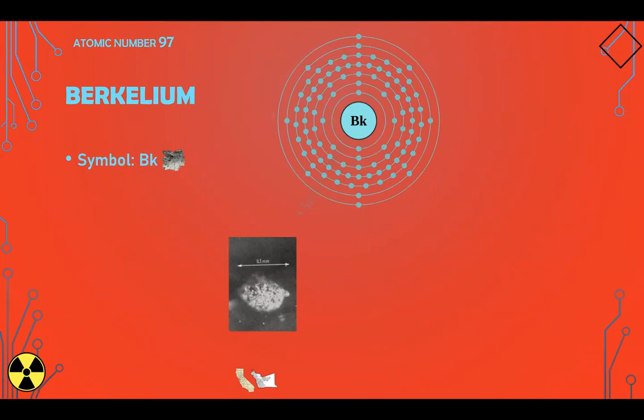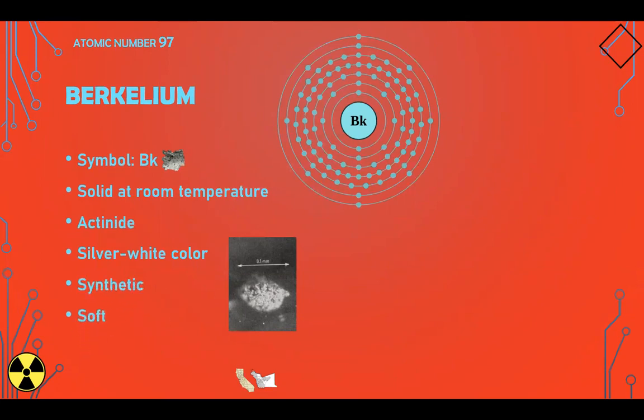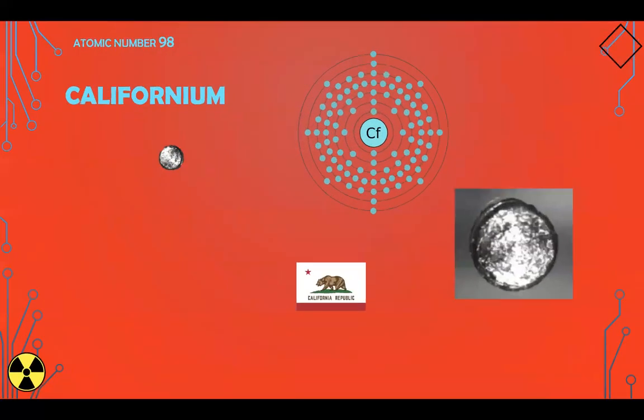Berkelium, named after Berkeley. Its symbol is Bk. It's a solid at room temperature. It's an actinide. It has a silvery white color again. It's synthetic, it's soft, it's radioactive. And berkelium is named after Berkeley, which is in California, where it was synthesized.